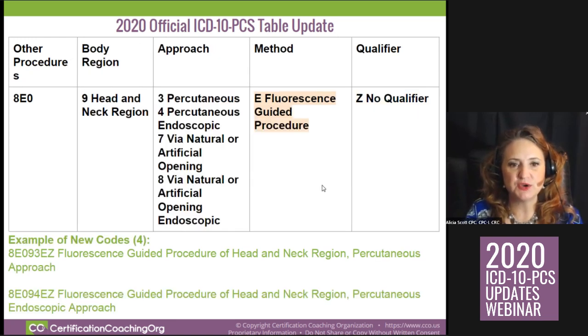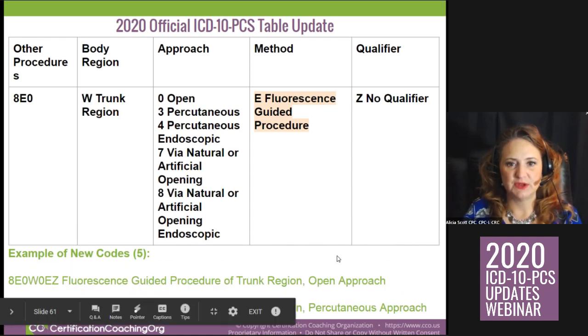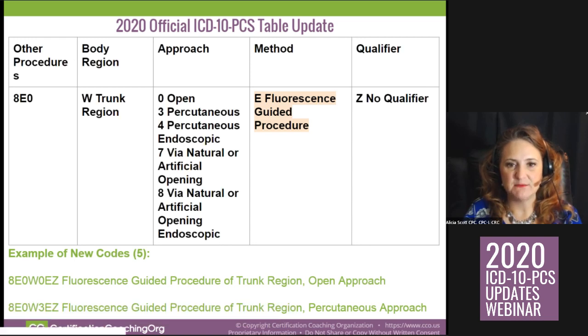Let's see, 4 new codes for doing more of these fluorescence guided procedures. So now that they're just adding the method, simple. Getting through pretty quickly on these. Same thing, different part of the body. Again, these are just adding method. So I'm going to scan through these pretty quickly.